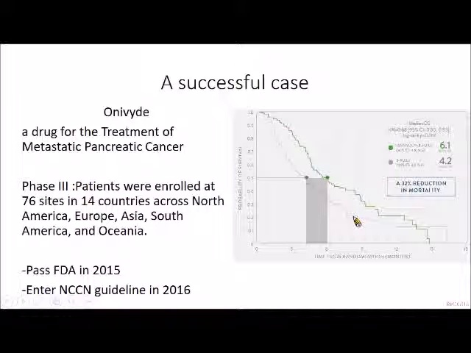And there's another case, a successful case in Taiwan called Onibate, a drug treatment for pancreatic cancer. It passed phase 3 of the FDA in 2015.